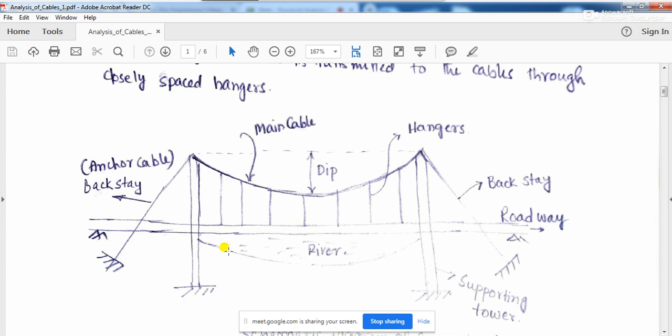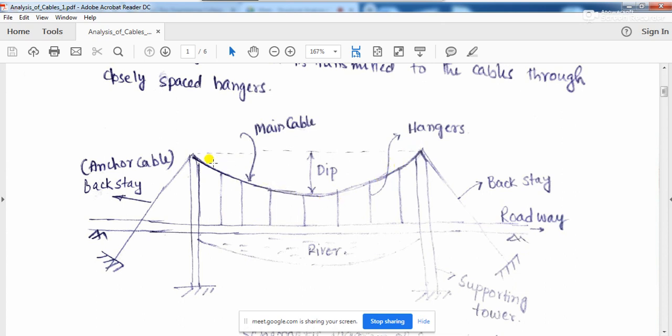See, this bridge deck that you are seeing is not supported on these two pillars. How is this bridge deck supported? Who is actually taking the load of this bridge deck? This bridge deck is basically hanging from this cable. If you observe, this is the cable.